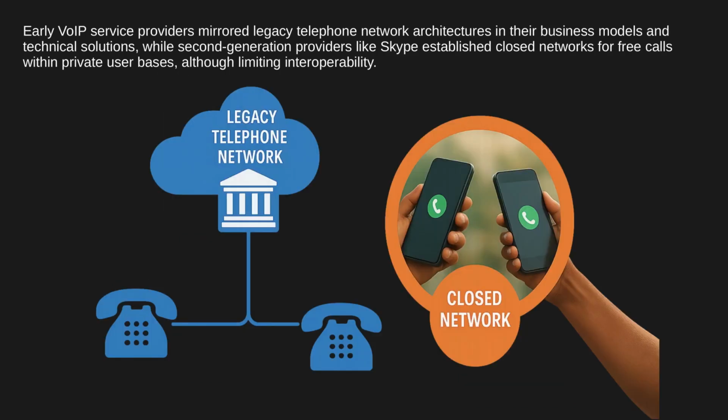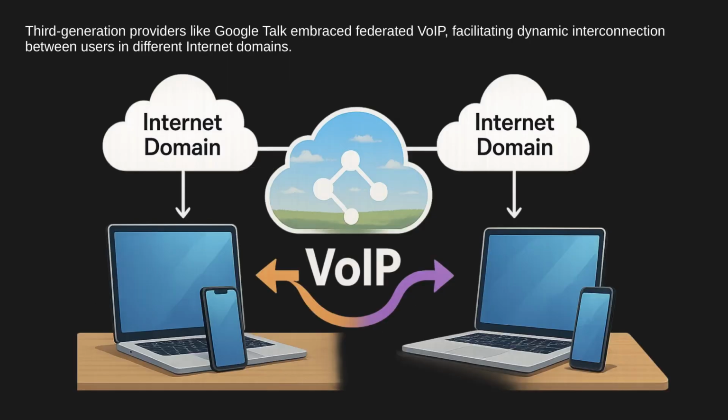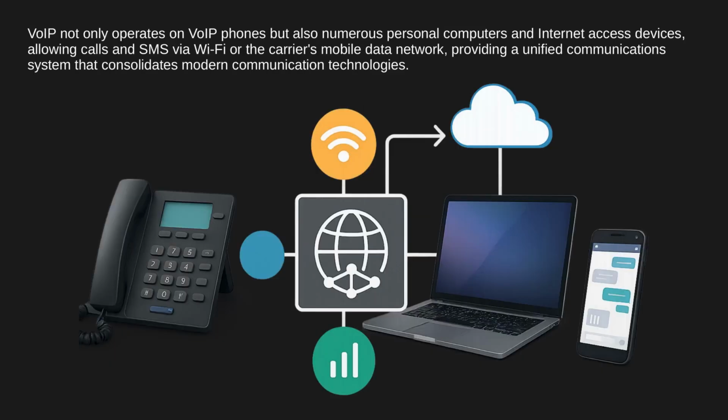Early VoIP service providers mirrored legacy telephone network architectures in their business models and technical solutions, while second-generation providers like Skype established closed networks for free calls within private user bases, although limiting interoperability. Third-generation providers like Google Talk embraced federated VoIP, facilitating dynamic interconnection between users in different Internet domains. VoIP not only operates on VoIP phones but also numerous personal computers and Internet access devices, allowing calls and SMS via Wi-Fi or the carrier's mobile data network, providing a unified communication system that consolidates modern communication technologies.